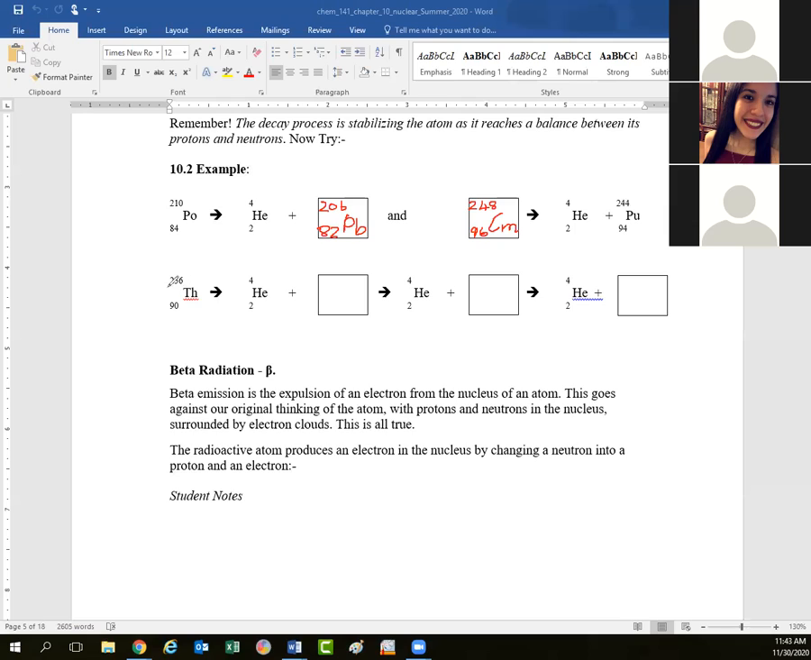Let's see, thorium 236 loses 2 protons and 2 neutrons. So mass number goes down to 232. Atomic number goes down to 88, which should be radium. Yes.